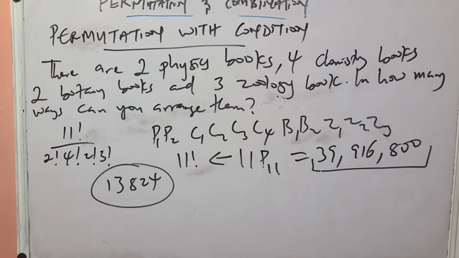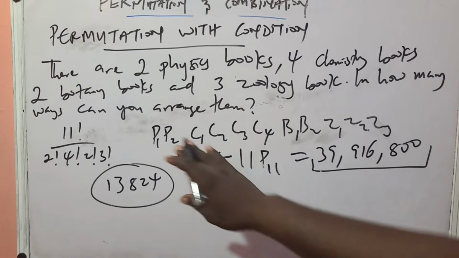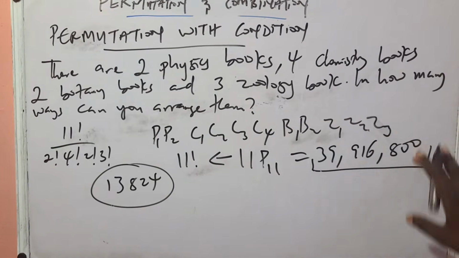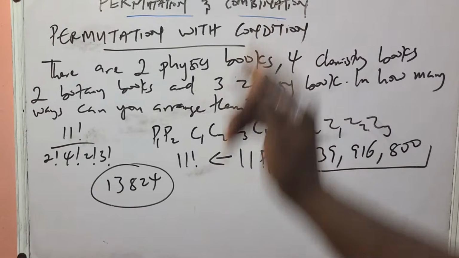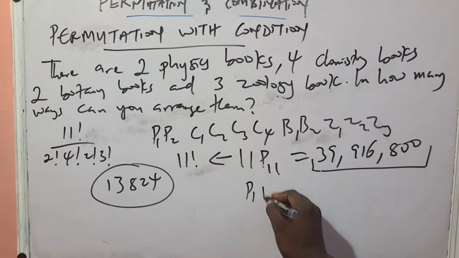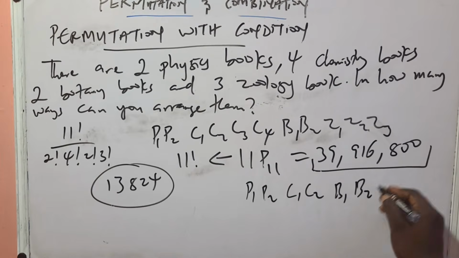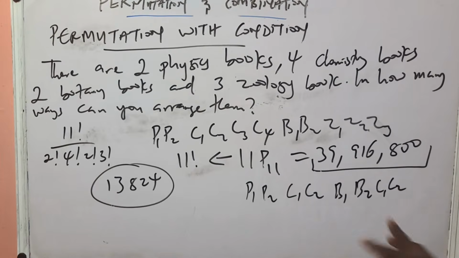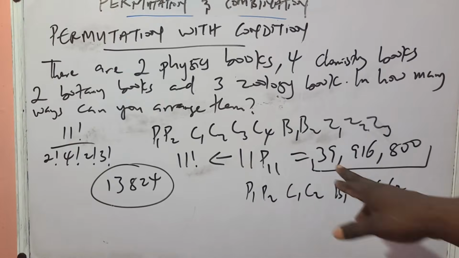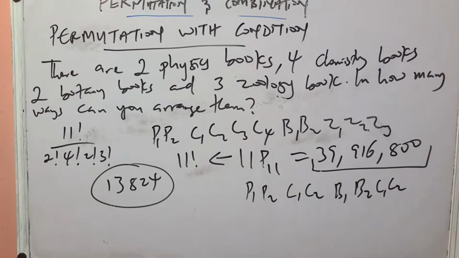Let me tell you some situations that could happen. You can have situations where it's arranged like this, that books of the same types are together. You will also have some where maybe we have P1, P2, chemistry 1, chemistry 2, botany 1, botany 2, chemistry 1, chemistry 2. Situations like this also will happen. So we're going to have different arrangements, that's why it's as high as this. It's going to be so many. So that's how you solve questions like this.